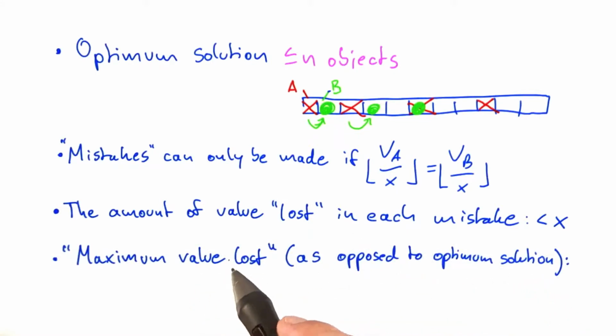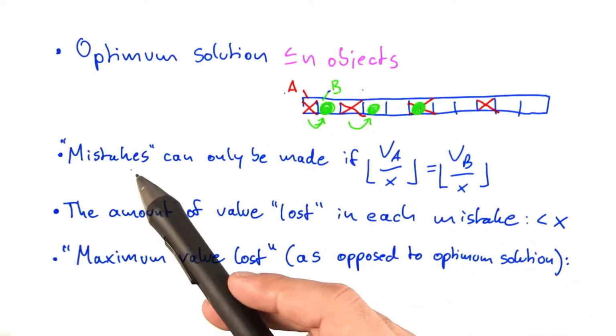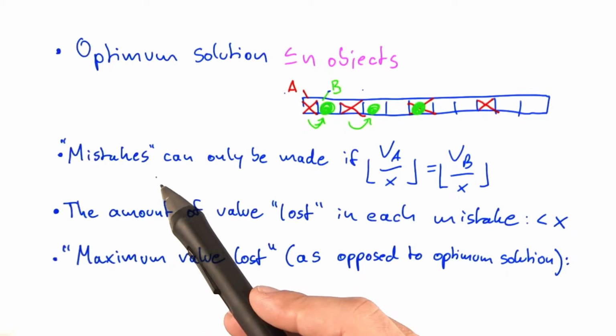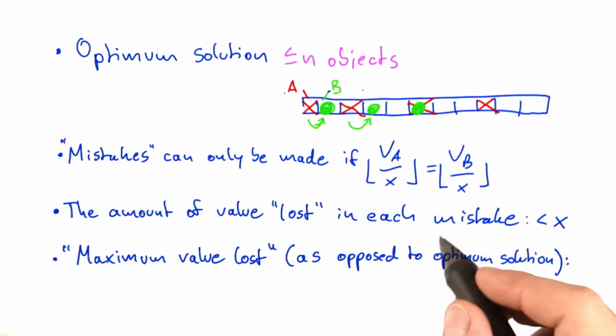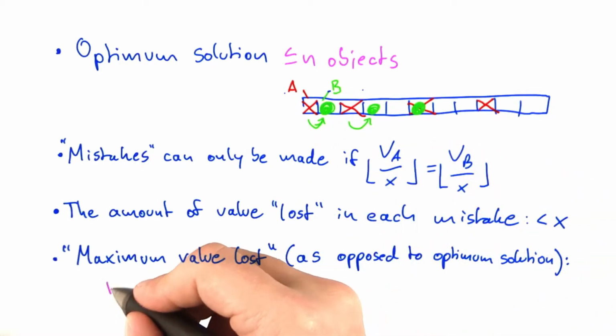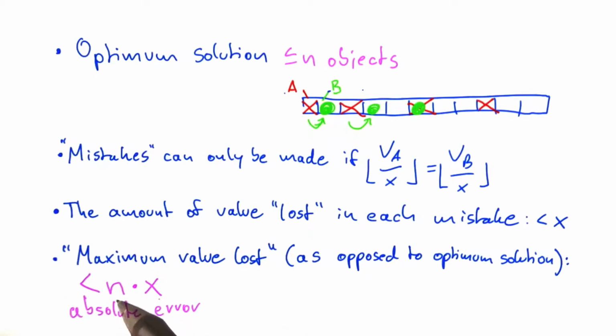And that maximum value is, of course, well, there's at most n objects in an optimum solution. That means we can make at most n mistakes, and each of those mistakes costs us less than x. So the maximum value that we can lose overall by rounding down is smaller than n times x. And that, of course, is the absolute error that the algorithm can make by this rounding down technique.